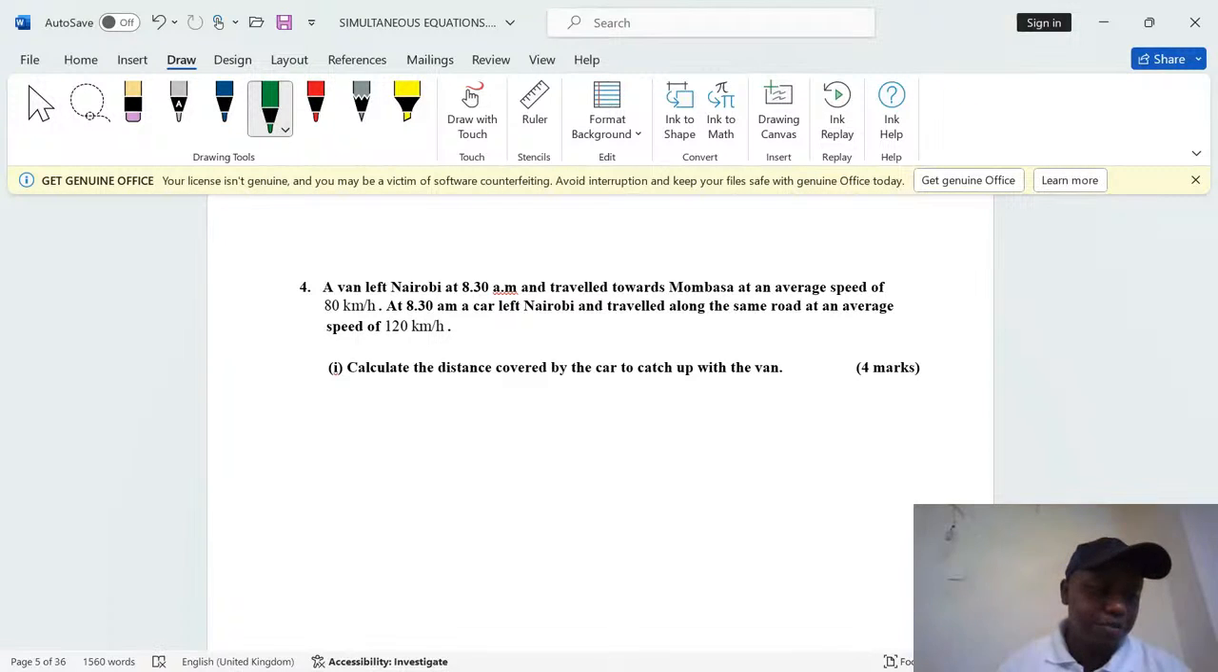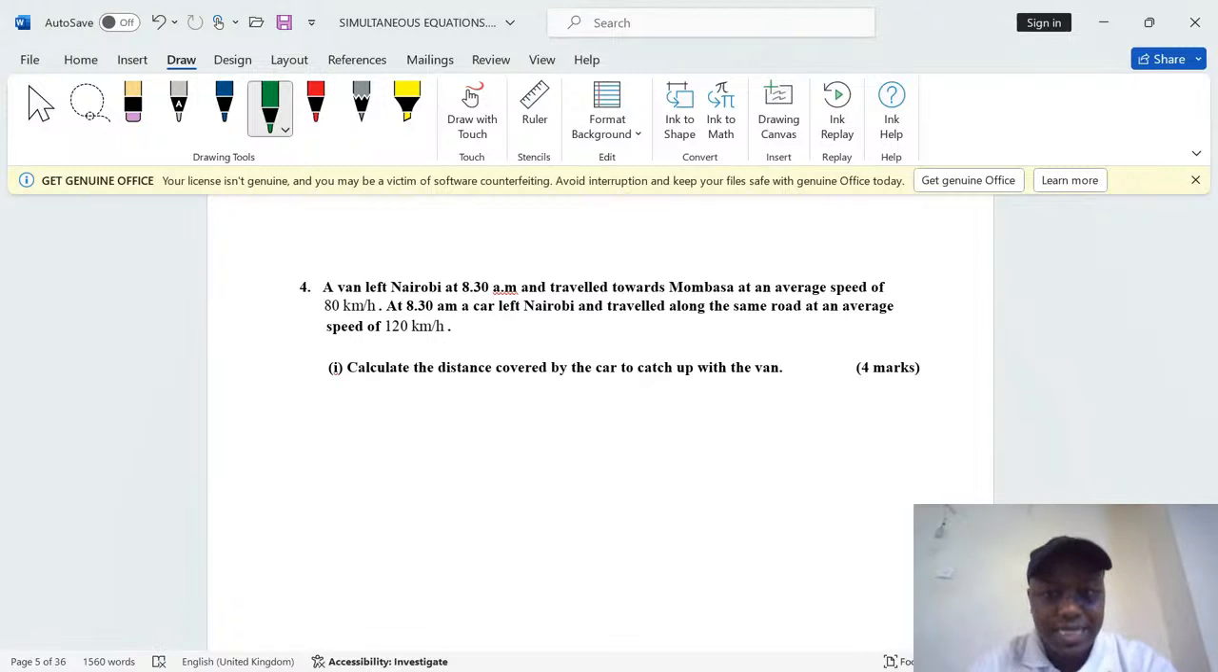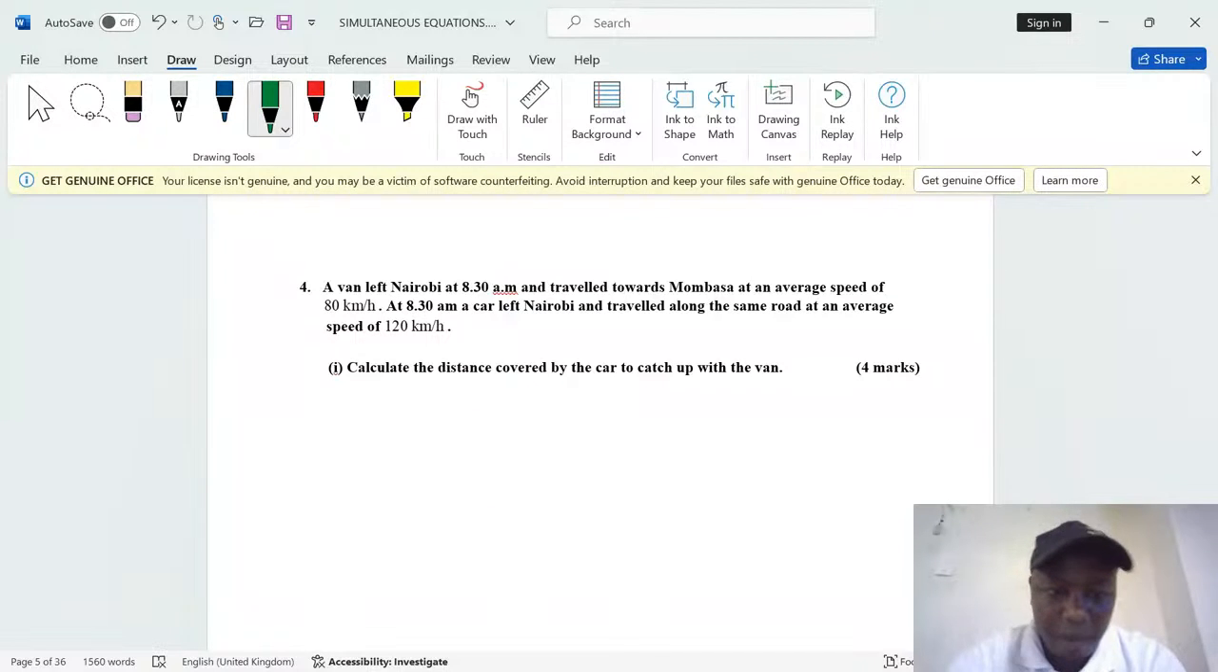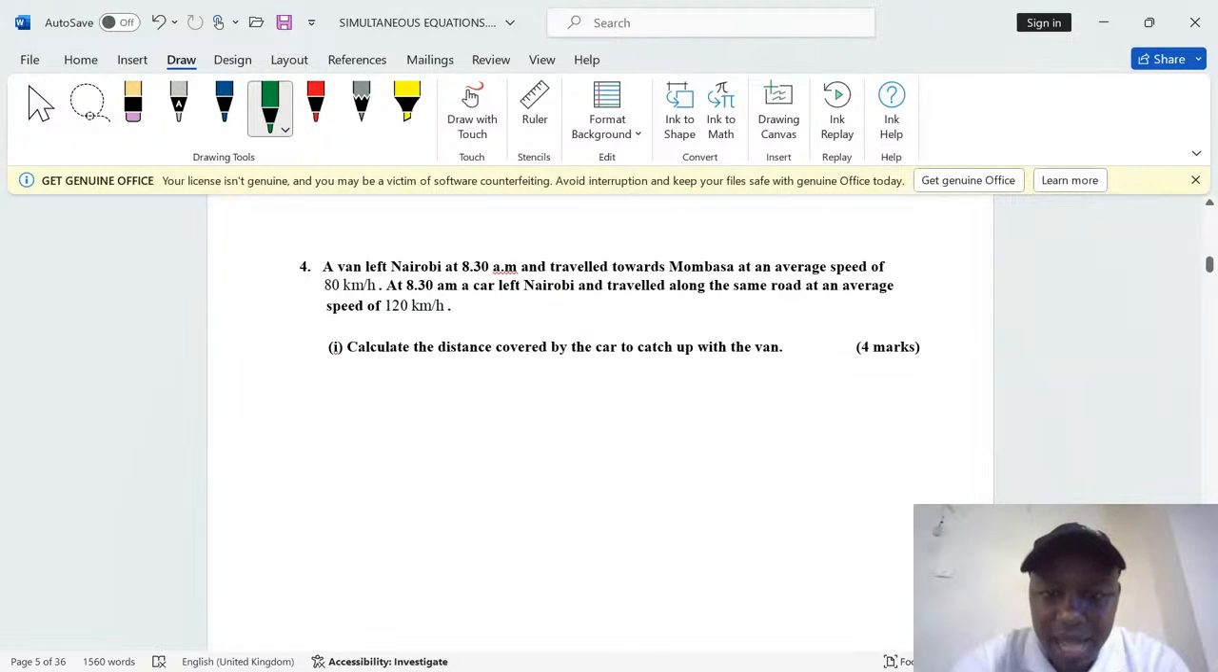Let us look at relative speed itself now. Relative speed, whereby we are talking of a van that left Nairobi at 8:30 a.m. and traveled towards Mombasa at an average speed of 80 kilometers per hour. Then at 8:30 a.m., a car left Nairobi and traveled along the same road at an average speed of 120 kilometers per hour. Part 1, calculate the distance covered by the car to catch up with the van.